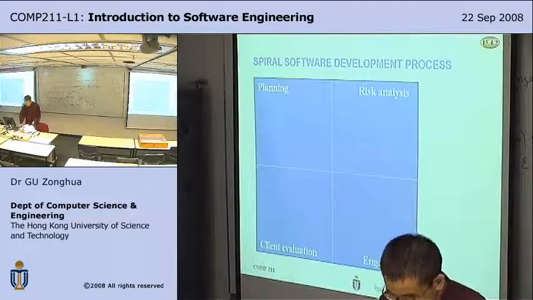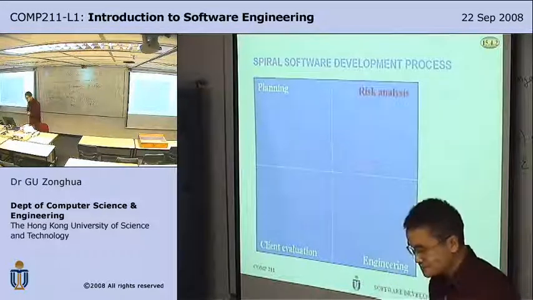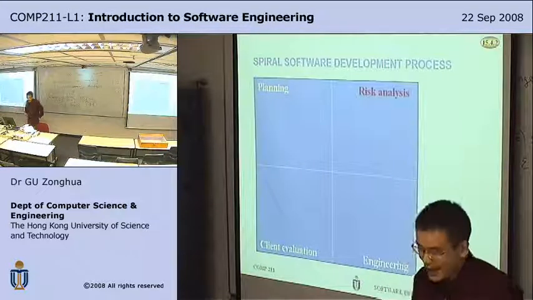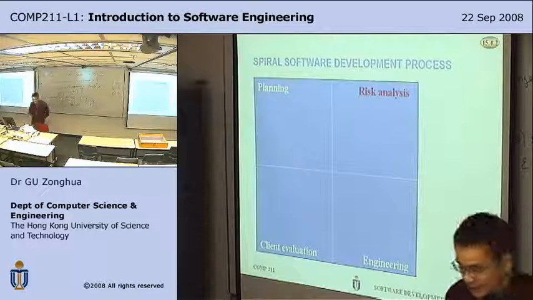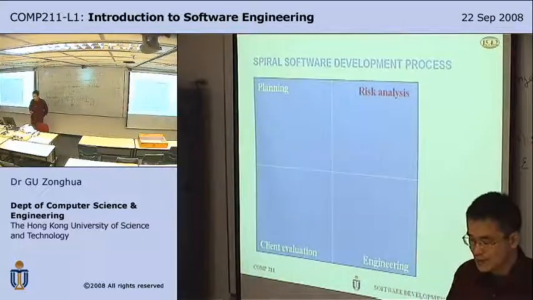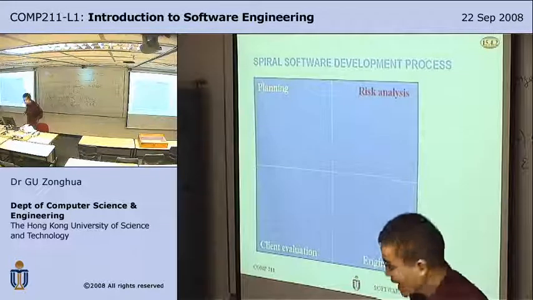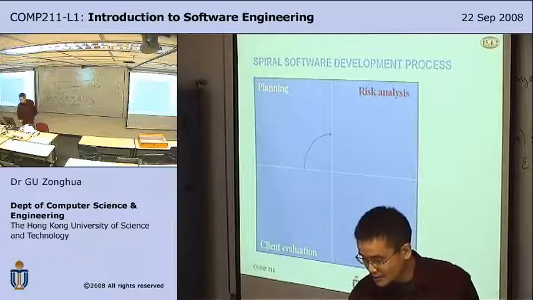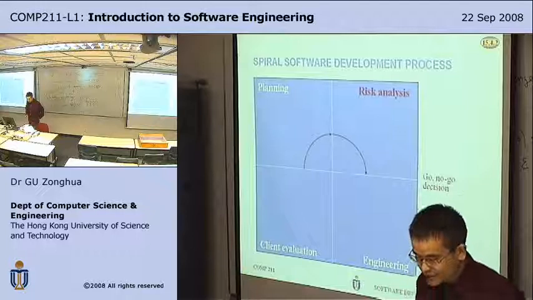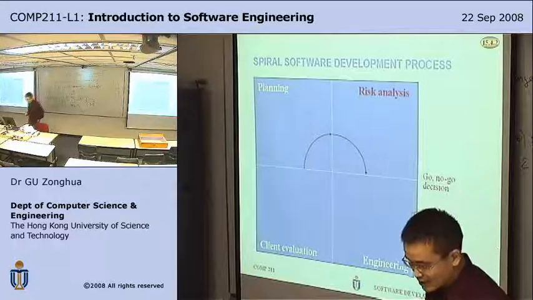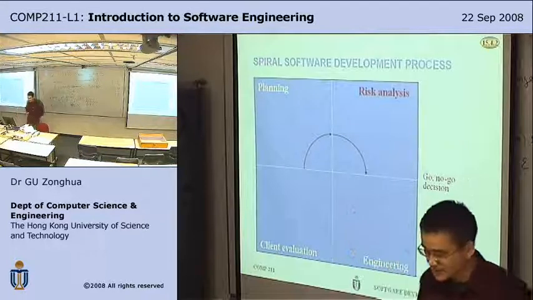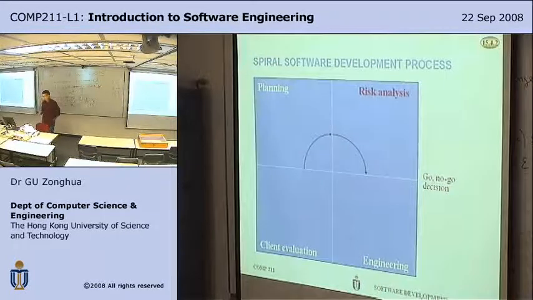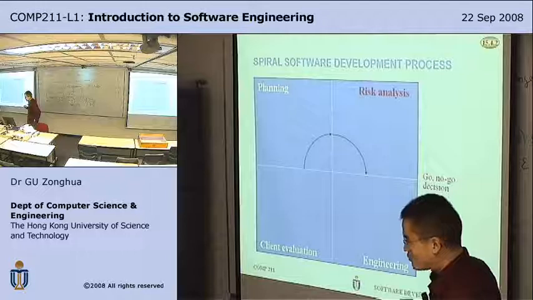So the spiral software development process is when you combine waterfall and prototyping and add an additional element called risk analysis, highlighted in red. So, okay, you start from planning, where you analyze and determine objectives and constraints, and then you do risk analysis, which means that you identify all the possible project risks, and then make a go, no-go decision.